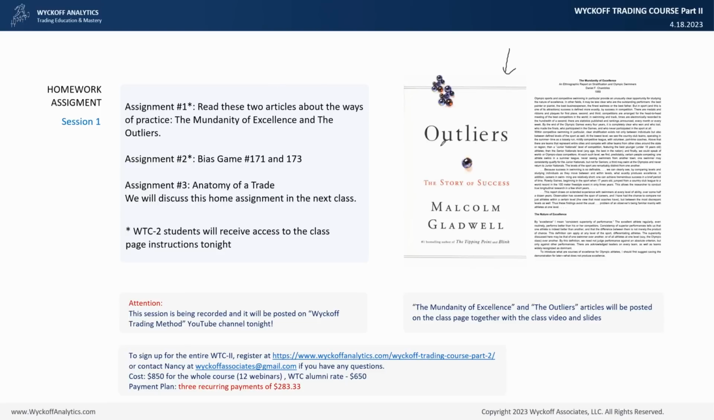Two articles. The first one is actually not an article, but a chapter from Outliers by Malcolm Gladwell. We'll talk about 10,000 hours that we need to spend on something. And the second one is the article called The Mundanity of Excellence. This is the piece on the Olympic trials and how two different types of swimmers prepare for the Olympic trials, and in which way.